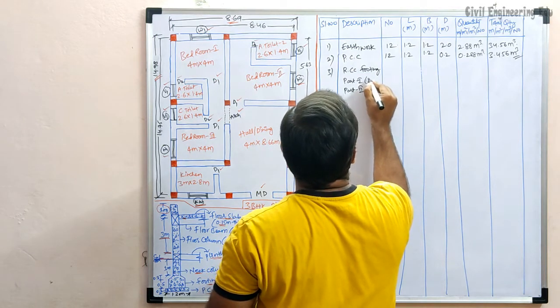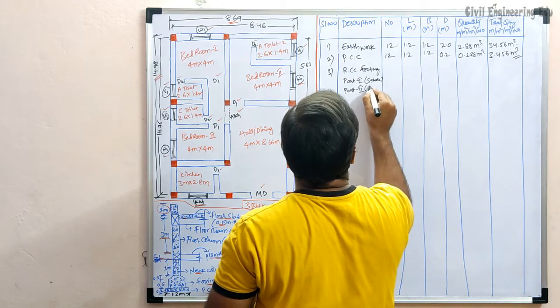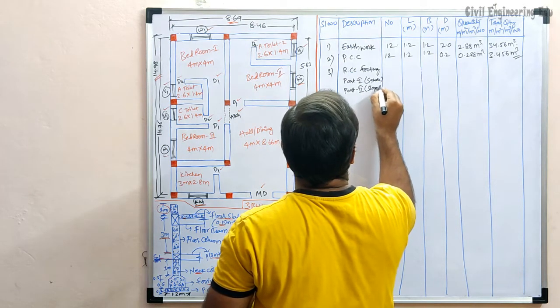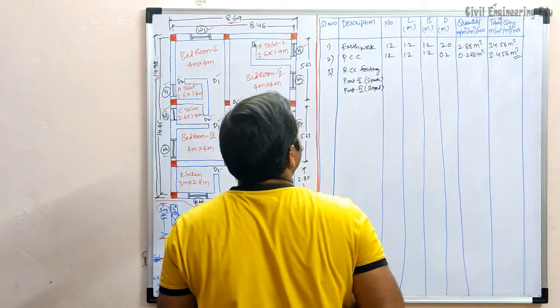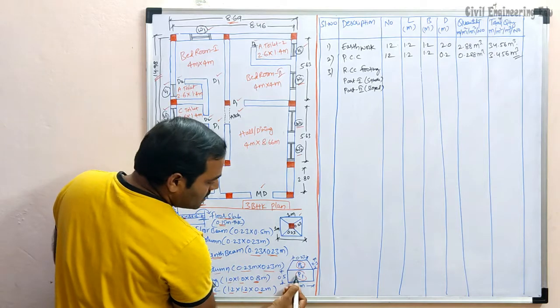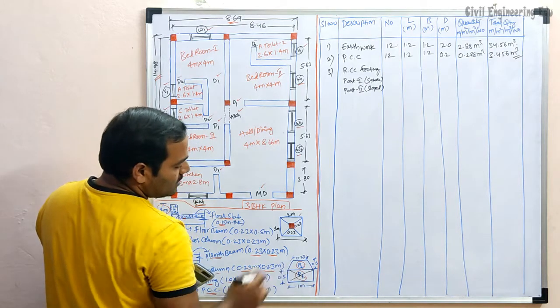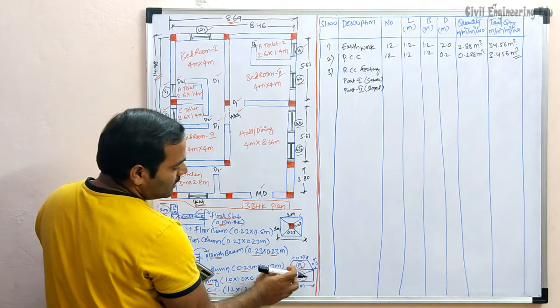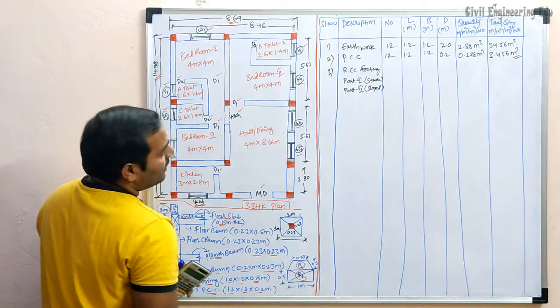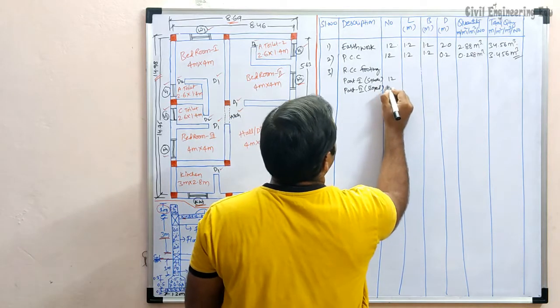Part 1 will be the square portion, and this will be the sloped portion. So here you can see this portion is P1 and this is P2, square portion, and this is sloped portion. I will write the square portion dimensions here. So total 12 numbers, same.